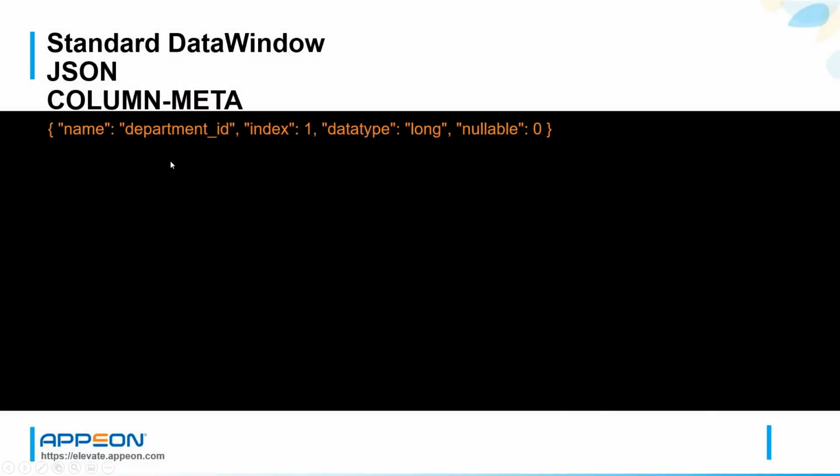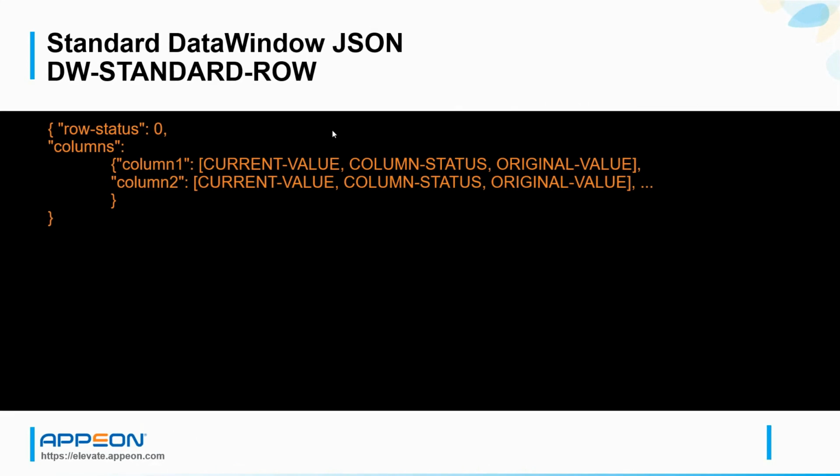So we get in the column metadata, and so this describes the name of the columns, their data type, whether or not they're nullable. A lot of information that you just don't get when you're dealing with simple JSON. Here's an example of the row information. So there's a row status. So this is how we're passing row status back from the client. Then in the column information, notice we have current value. There's a column status, so that's basically the GetItemStatus for the column, and this is the GetItemStatus for the row. And that's got the original value.